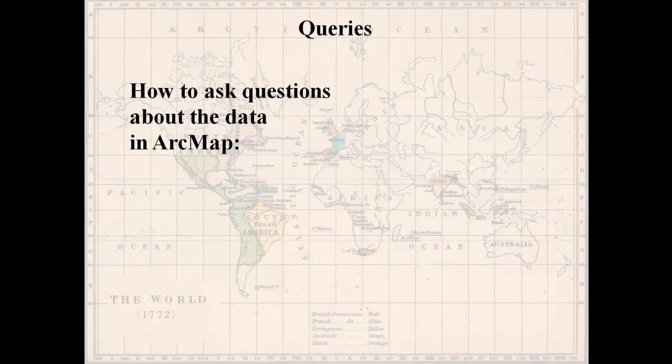We're going to ask these questions using what's called a query. Okay, a query is asking a question about the data, and a query is going to generally give you a subset of all the data. So you're going to say, of all the states, which ones meet this condition? So queries generally give you subsets. They give you existing geometry in the data.